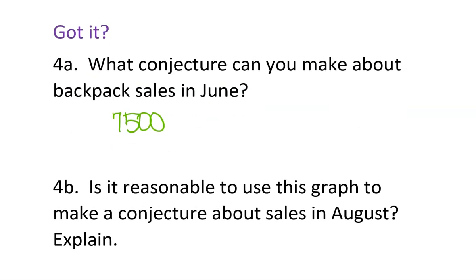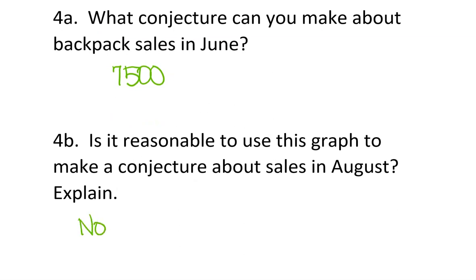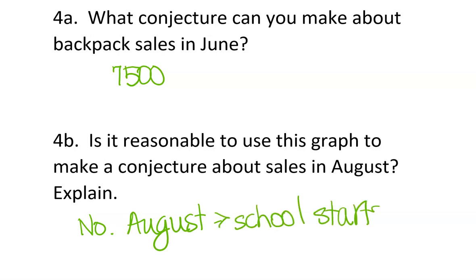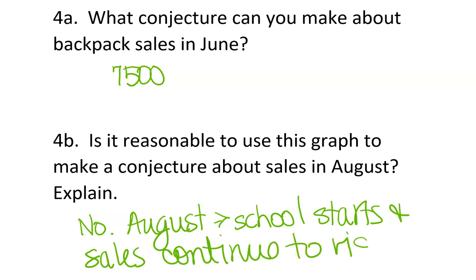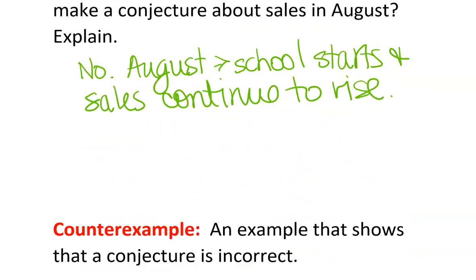Is it reasonable to use this graph to make a conjecture about the sales in August? Explain. I would say no, because in August, school starts. And sales continue to jump up. So we would be having a decreasing line, and then it would jump up and decrease again. So probably not if you're following the trend that's going so far.